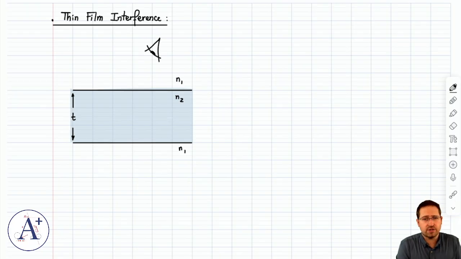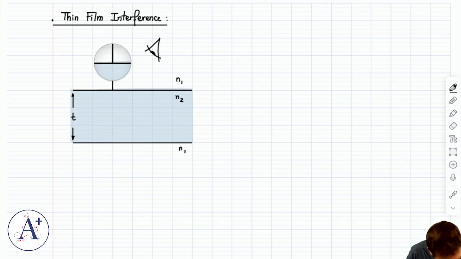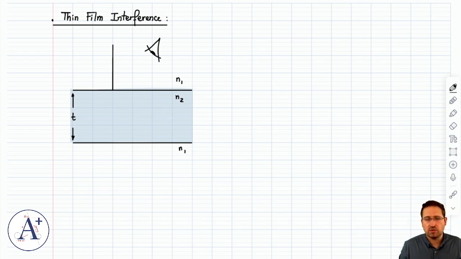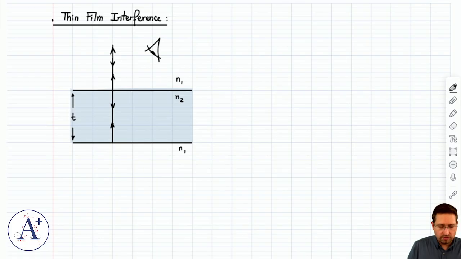We will shine light on this film. Now, all of the light is going to come in at what we say is quasi-normal incidence, which means basically perpendicular to the surface, or almost, very close. So light comes in like this. And then light is going to reflect in part off the top of the film. So some of the light is going to reflect off the top of the film, but some of the light is going to enter the film and reflect off the back of the film and then come back out. And of course, some of the light's going to go through, but we don't care because we're observing it from above, so we want the light that's reflected back up.